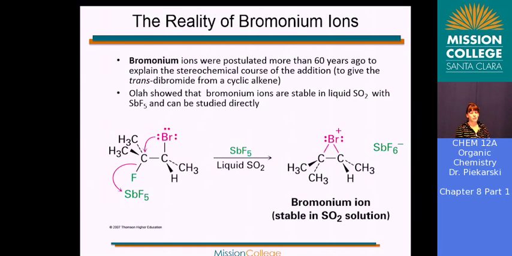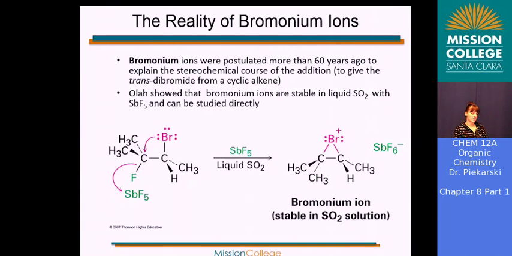Now, sometimes students are like, well, how did they know that there's actually a bromonium ion? It doesn't seem like something would be very long-lived. But basically, what they did was a scientist named Olah showed that the bromonium ion is stable in liquid sulfur dioxide and antimony pentafluoride and was very stable in that solution. I imagine what they did was NMR spectroscopy, although I'm not 100% sure.